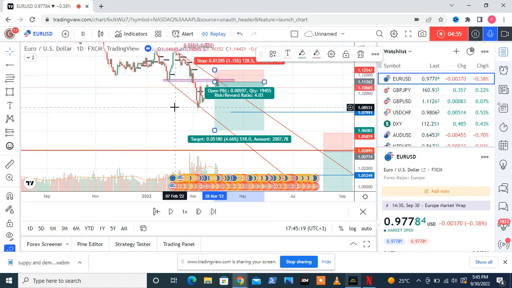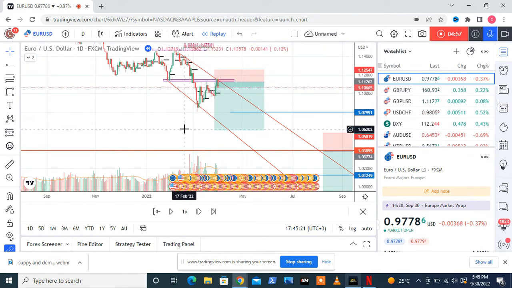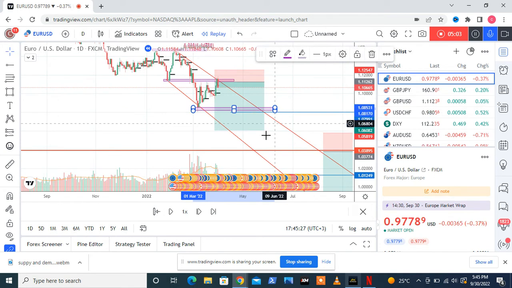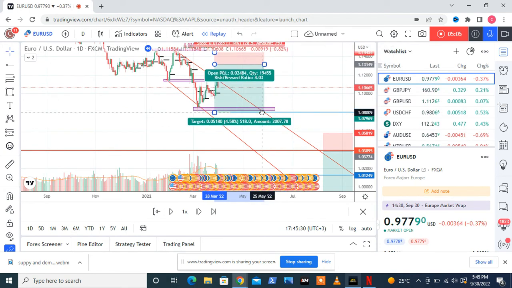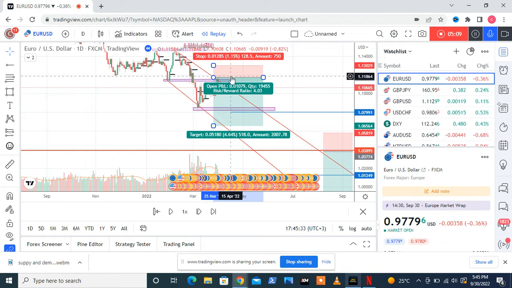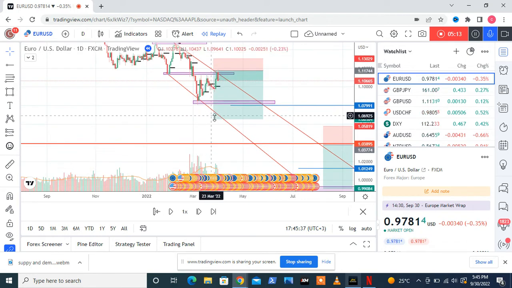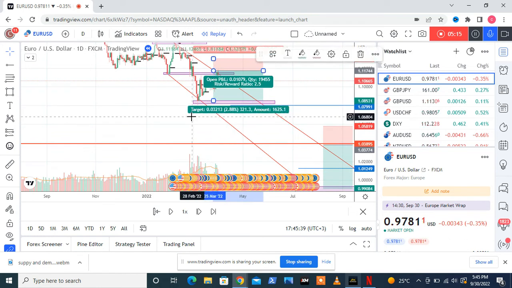And then now we ride it down to the next support, which is this one. Okay, there. So we will trade like that. So we've entered there, the stop loss is there. So we bring this guy there.